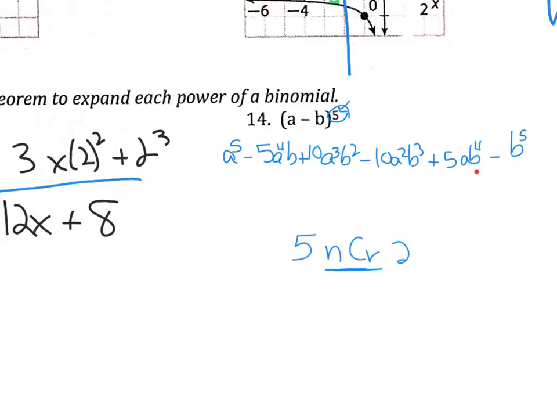Plus 5ab to the 4th. The a goes down, the b comes up. Those exponents are 4 and 1. Those exponents are 4 and 1. So that was a 5, that's a 5. And don't forget, because there's a minus sign in there, you go plus, minus, plus, minus. The signs alternate all the way through.